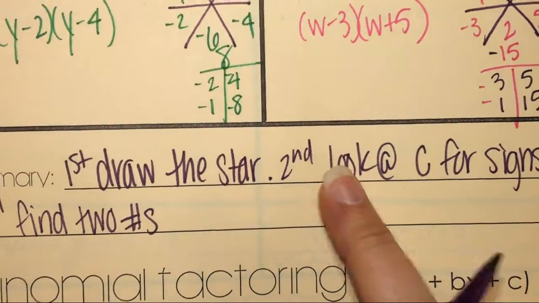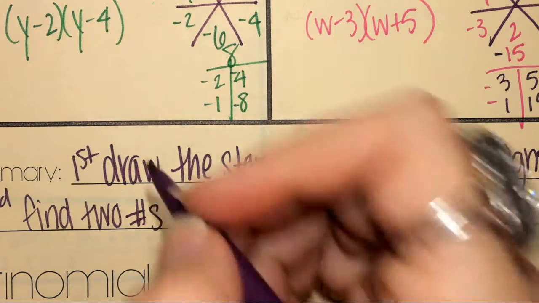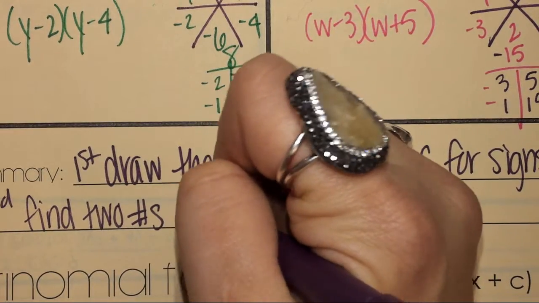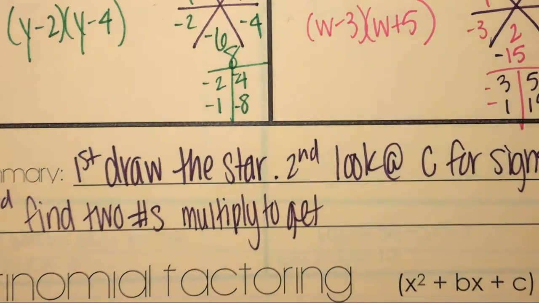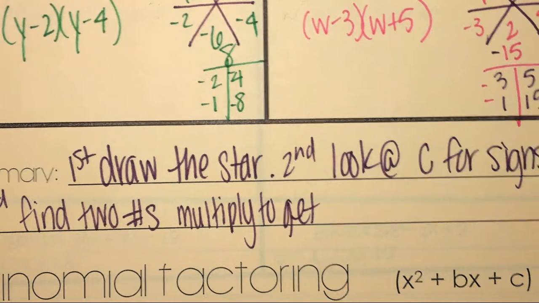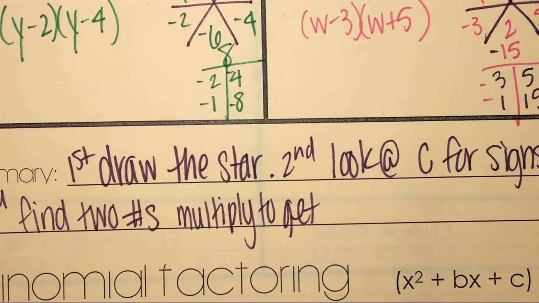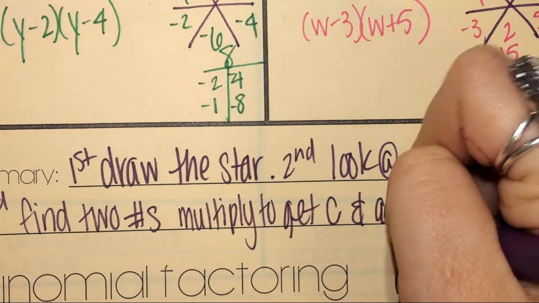So, what am I asking you that we do? We draw the star, we look at C for the signs, and then we find two numbers that what? That can multiply with whatever you get. That multiply to get what? Does it multiply to get our C or our B? C. It multiplies to get C and adds to get what? B. Good.